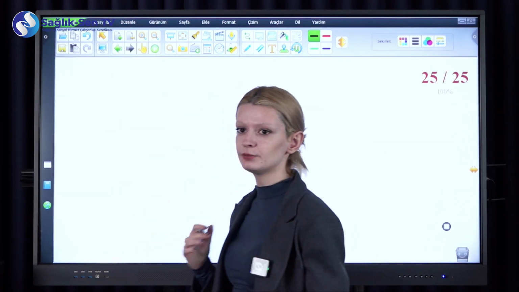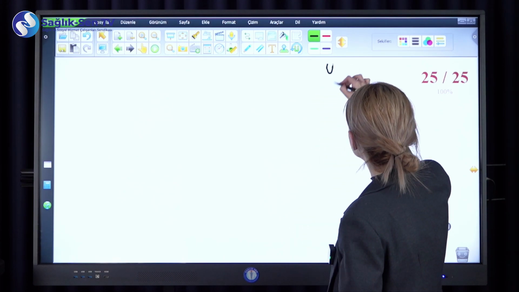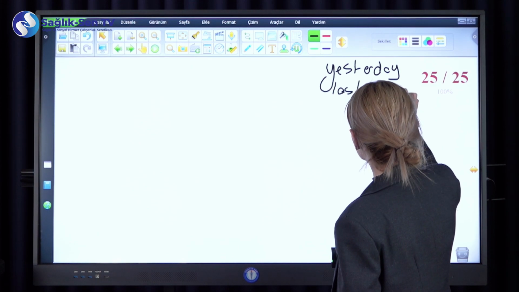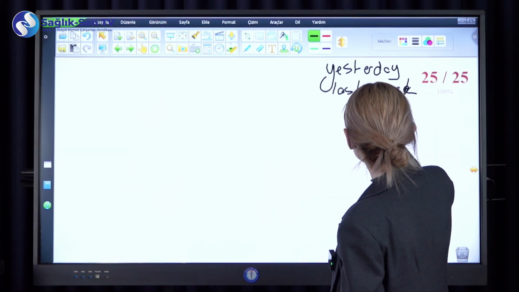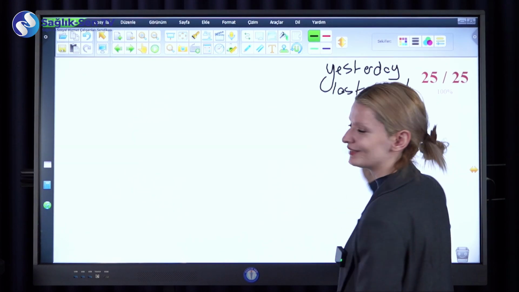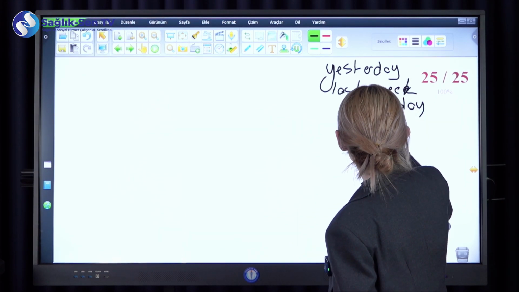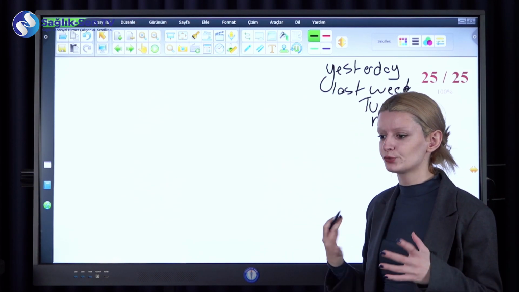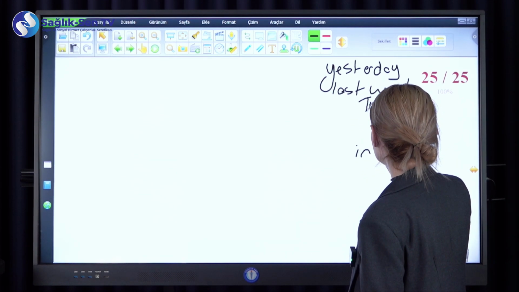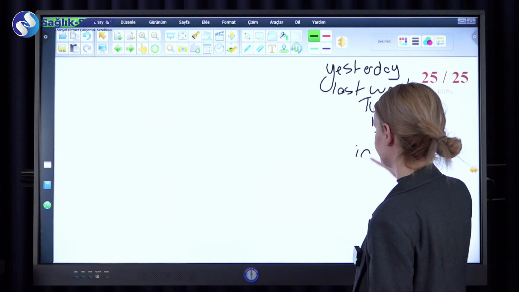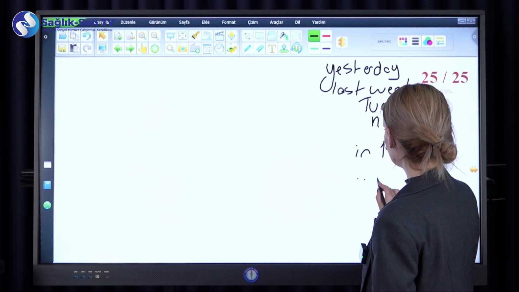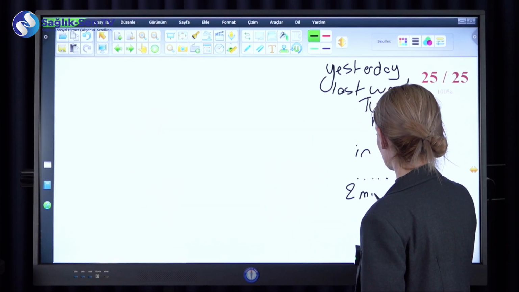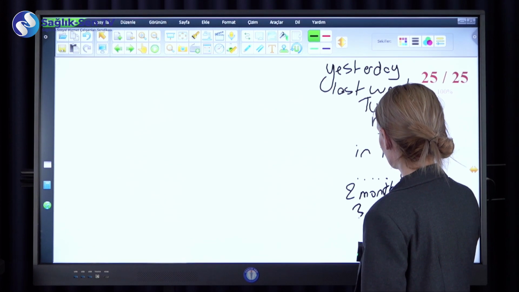And we have some time expressions. For example, yesterday, last week, last Tuesday. Everything that starts with last. Last night. Or I can give a specific time that refers to the past. In 1998, for example. Or I can use ago. For example, 2 months ago. Or 3 days ago.